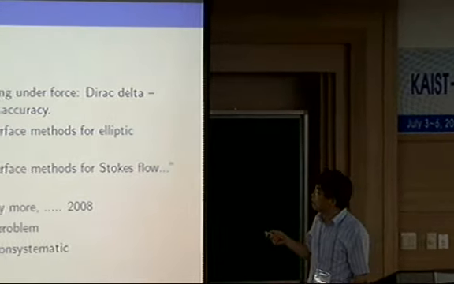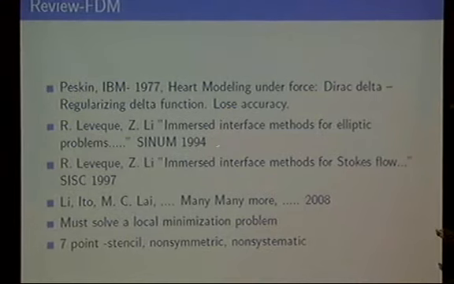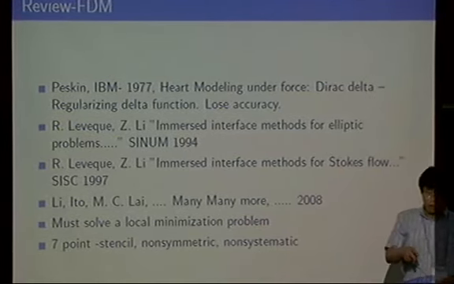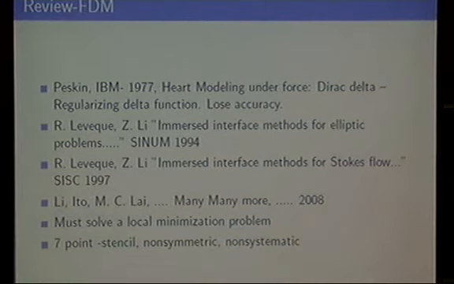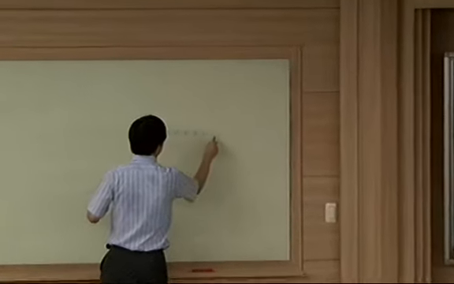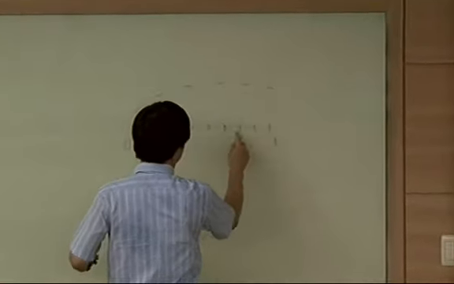Okay? This was a finite difference method, but this gives second order accuracy. Second order means, first, this one is first order. First order means the error is O of H. Okay? Just for those who are not familiar with some terminology. This is some Greek sign. This is H.